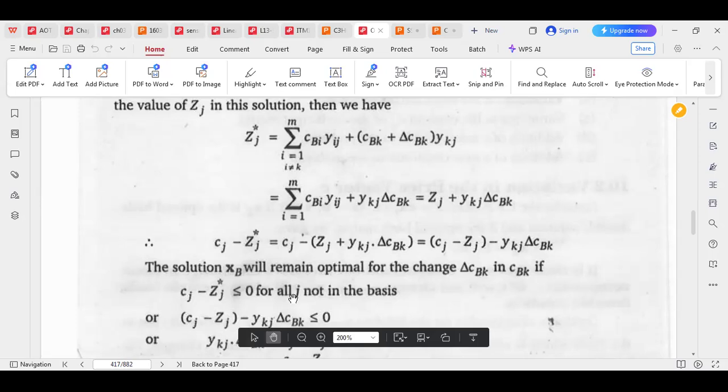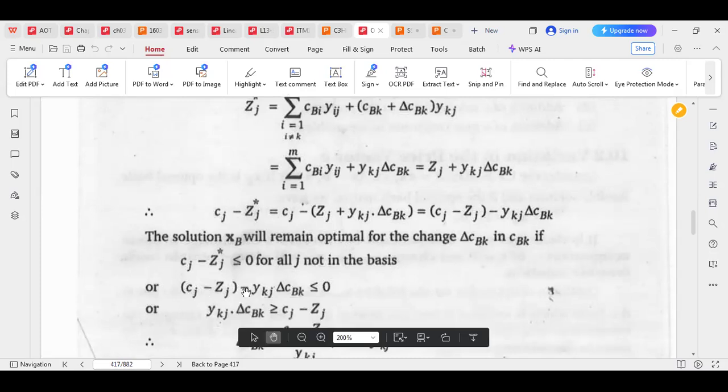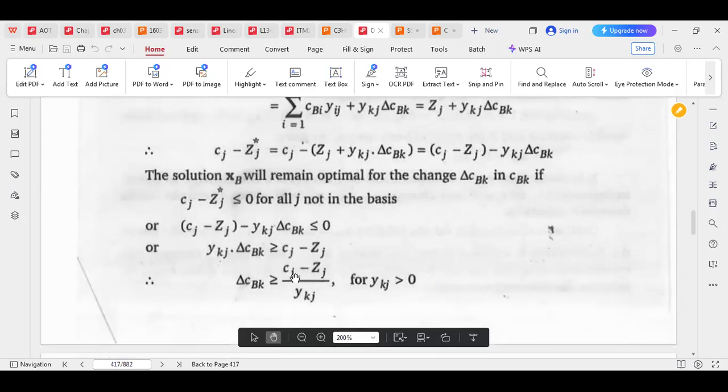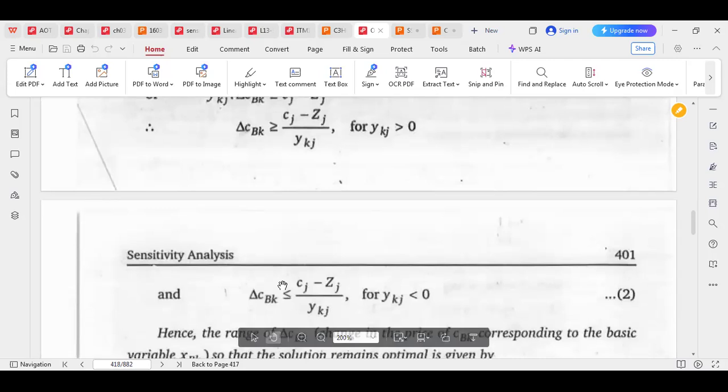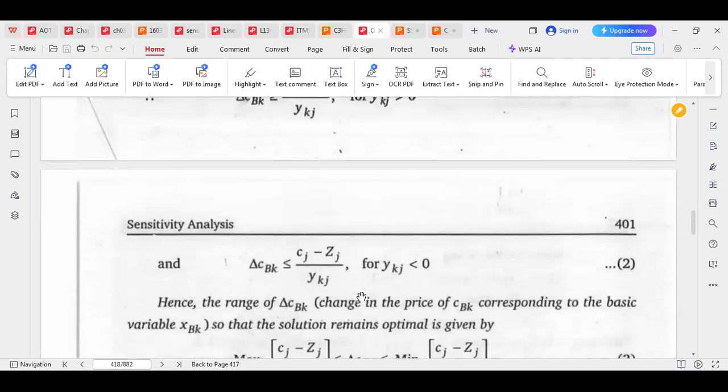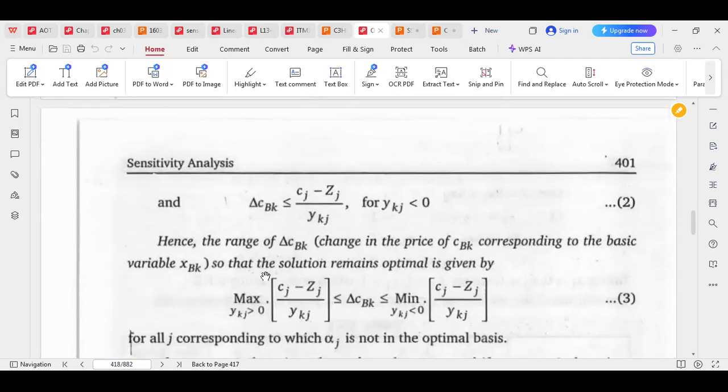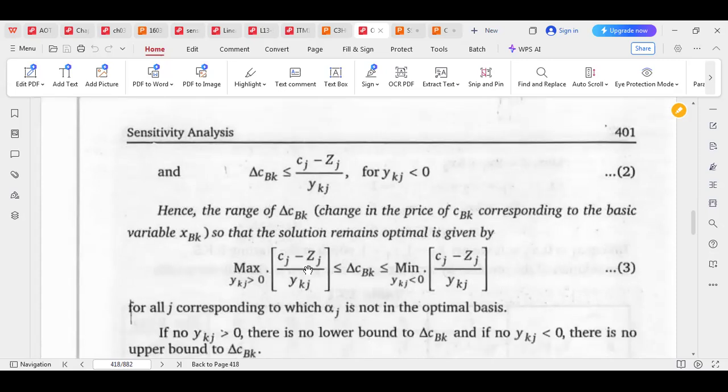If this is negative for all j not in the basis, then just putting the values of z star j, we get a condition: delta cbk greater than or equal to cj minus zj divided by ykj for ykj positive. So delta cbk will be less than or equal to this for ykj negative. So hence the range of the change in the price of cbk corresponding to the basic variable xbk, so that the solution remains optimal, is given by this. This is the formula for changing cost vectors. We have to remember this formula.